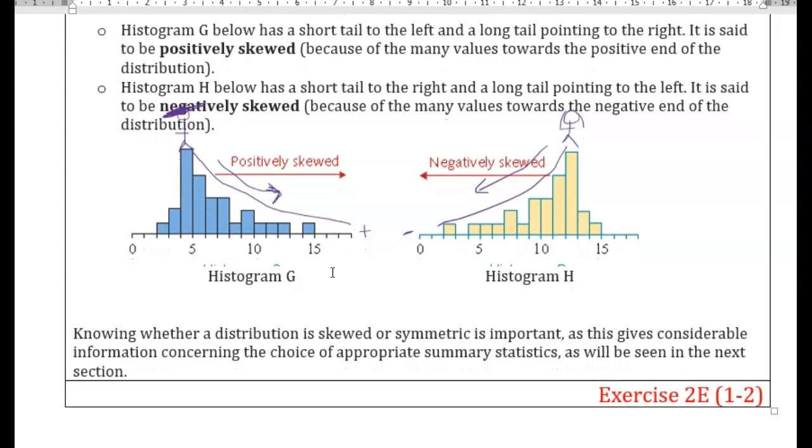So just finishing off this section, knowing whether a distribution is skewed or symmetric is important, as this gives considerable information concerning the choice of appropriate summary statistics, as will be seen in the next section. Okay.